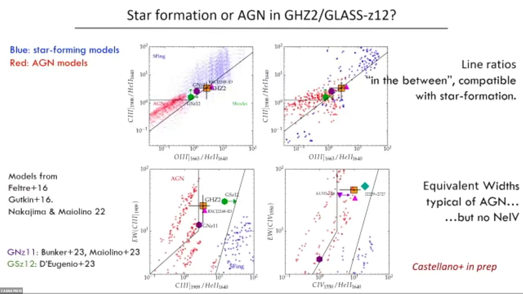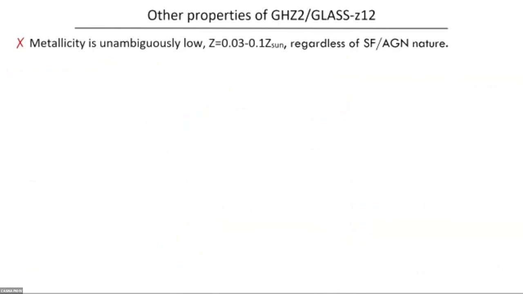If you look at the equivalent widths, again, they look more convincingly typical of AGN. They are very high, as we typically find in AGN only, but we don't detect the high ionization lines like neon 4, which are the smoking gun of an AGN. So I think the jury is still out, and we definitely need deeper data and higher resolution spectra to get the faintest lines. However, we can establish a number of properties of this object.